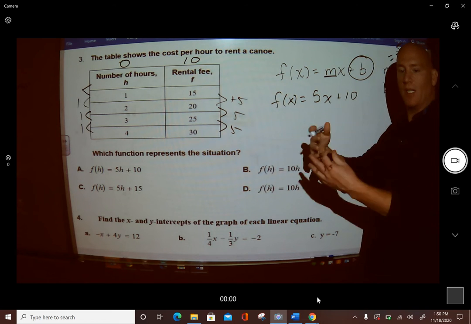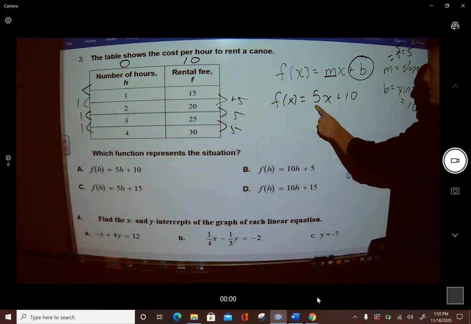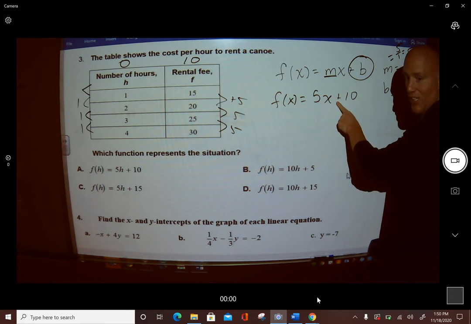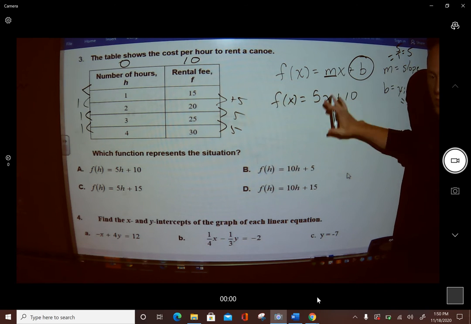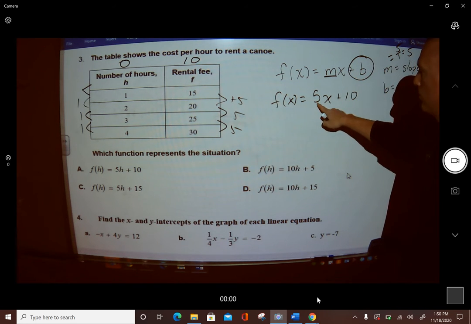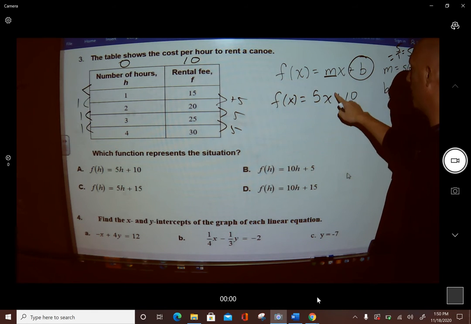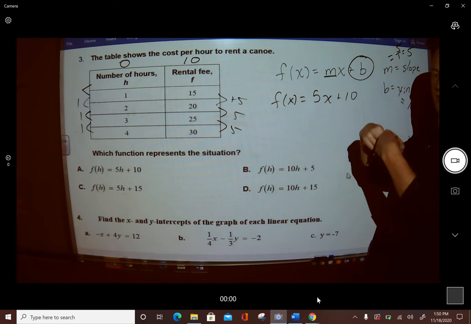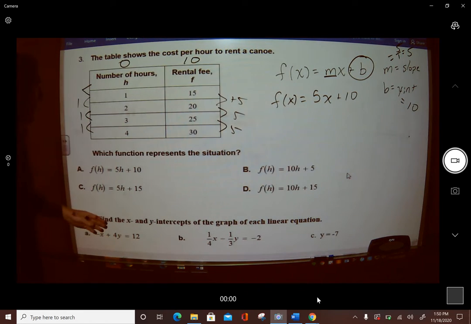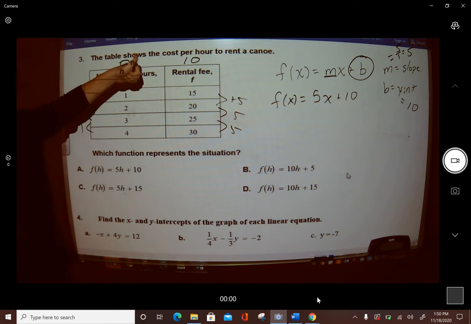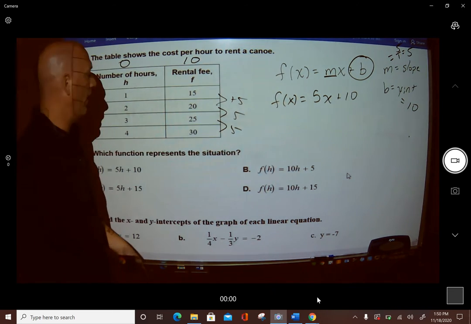And watch what it means in terms of renting this canoe. It costs $5 per hour plus an initial cost of $10. That's all this equation means. Remember, slope is your cost or whatever per hour. Your y-intercept is your initial cost. What does it cost just to show up and try? So if we're going to show up and do a canoe rental, it would be $10 to start off with, and then $5 each additional hour after that.